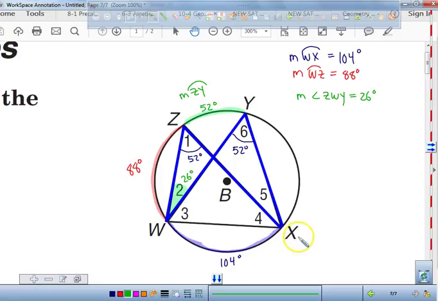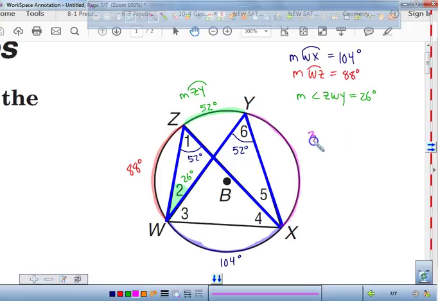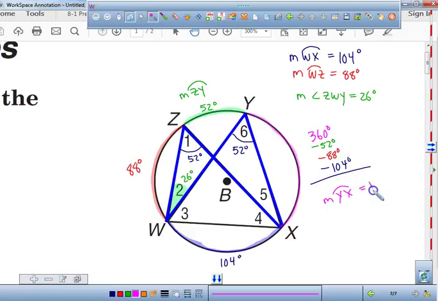Now, everybody, we have one arc left. Y going all the way to X. So, you're going to have to take 360 degrees, take away 50 degrees, take away 88 degrees, and lastly, take away 104 degrees. Alright? And that will give you the measure of arc Y to X. So the measure of YX is what? 116?